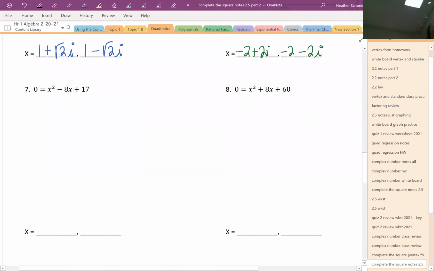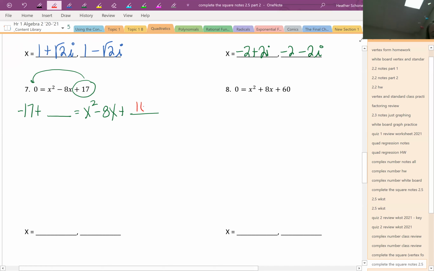Okay, a couple more. On this one, number 7, I'm going to start by moving the 17 to the other side. So I have -17 plus blank equals x squared minus 8x plus blank. Half of -8 is 4. 4 squared is 16.